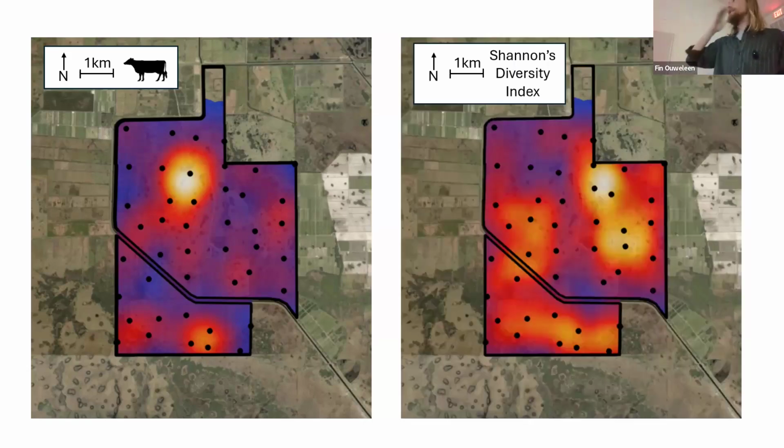And if you compare this to a heat map of the diversity index, you can sort of see that they mirror each other in some places. So where we see a high Shannon's diversity index, we're seeing a lower cattle count. This is just to drive home the fact that on the landscape, we're seeing these trends.